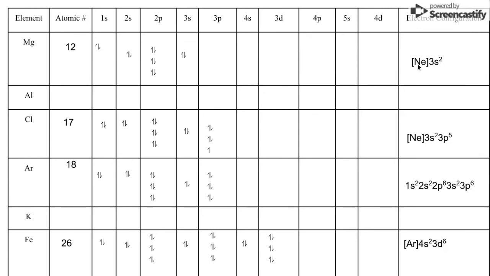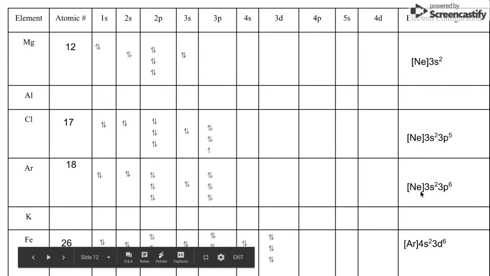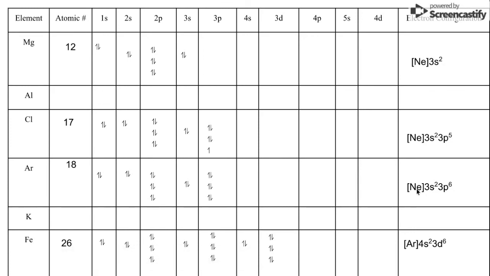Magnesium, the noble gas that comes before it, is neon. I would put neon in brackets and then 3s2 because those are the only other electrons that come after. Neon's electron configuration is 1s2, 2s2, 2p6. So I just need to add these last 2 electrons. The abbreviated electron configuration for chlorine, again, neon, 3s2, 3p5. Notice the only additional electrons after magnesium are these 5 in the 3p. Argon, if I want to do argon, the noble gas that comes before argon is neon again, 3s2, 3p6.